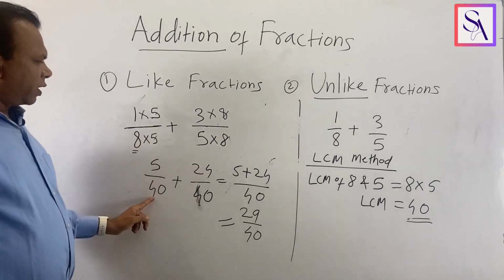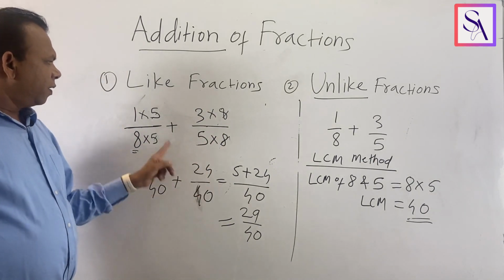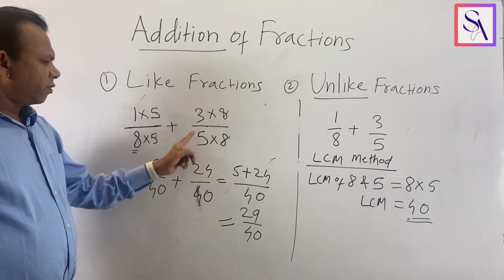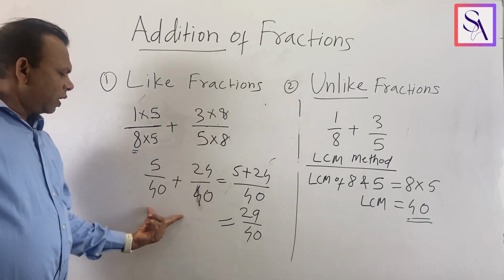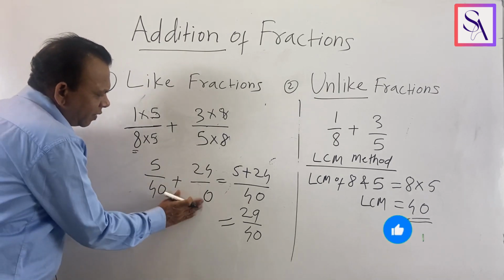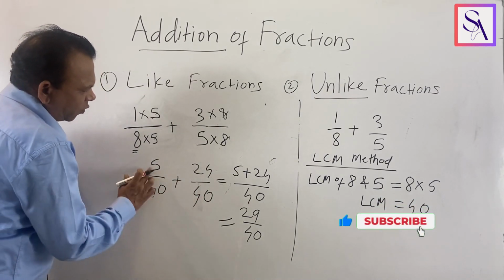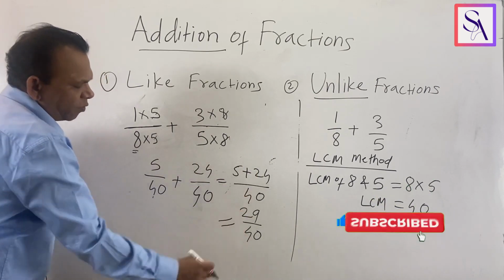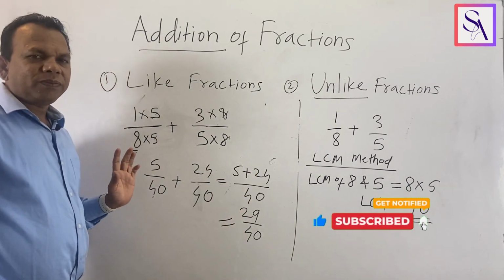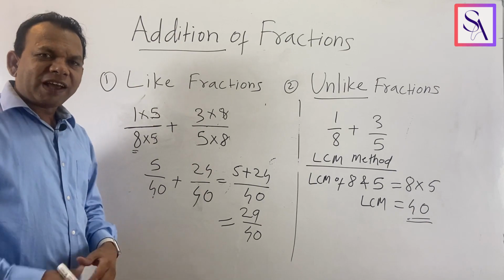So 8 5s are 40, 8 5s are 40, 5 1s are 5, 8 3s are 24. So now denominators are the same, right? 40, 40. So now I can add. 5 plus 24 is 29 by 40. This is the answer. This is how unlike fractions are added.